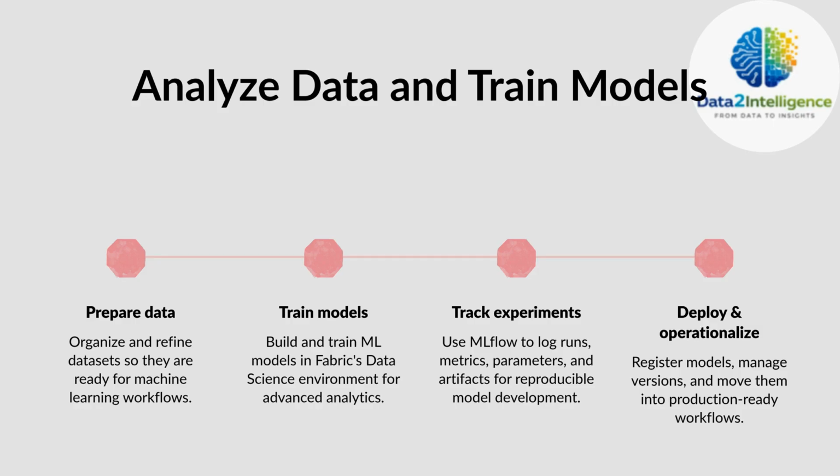The next one is track experiments, which uses machine learning flow to log runs, metrics, parameters, and artifacts for reproducible model development. The last one is deploy and operationalize the models, which is register models, manage versions, and move them into production-ready workflows.